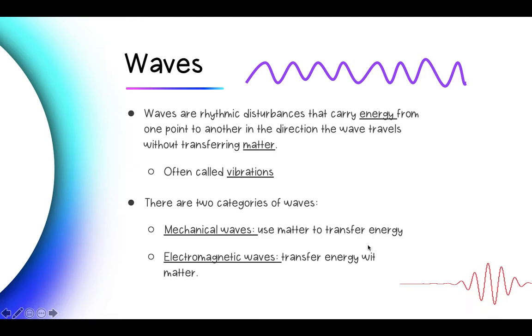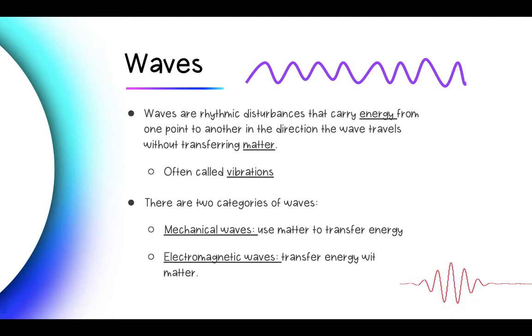These are often called vibrations. You'll see another word called oscillations. Oscillations simply mean up and down or back and forth movement. There are two categories of waves that we're going to look at: mechanical waves and electromagnetic waves.